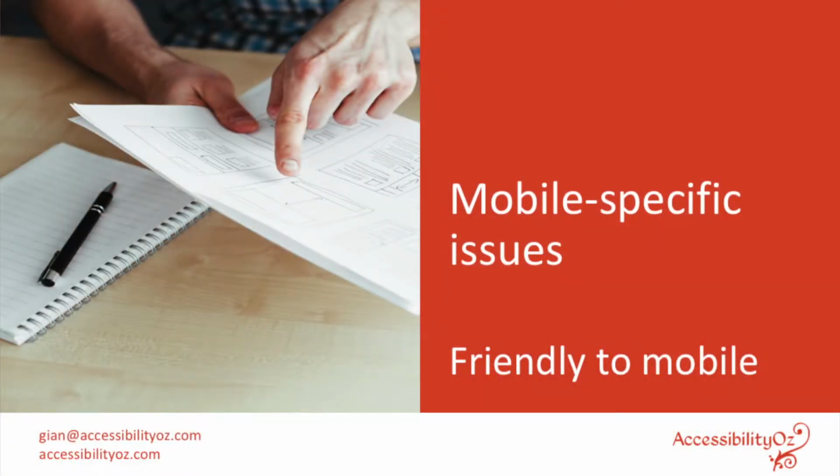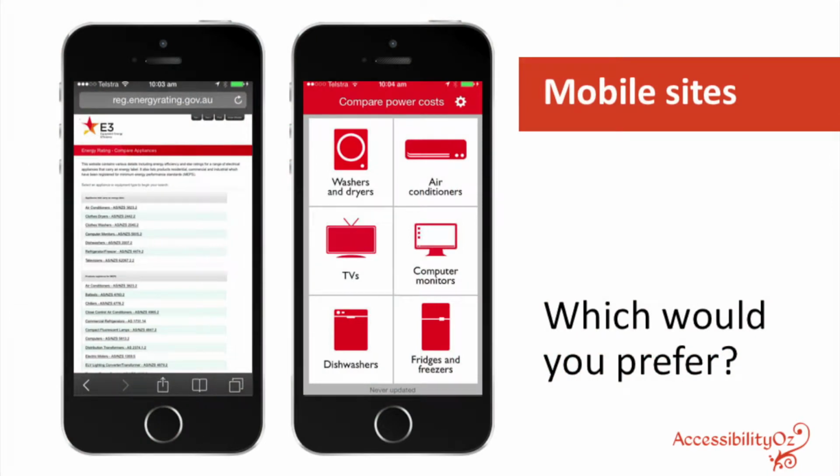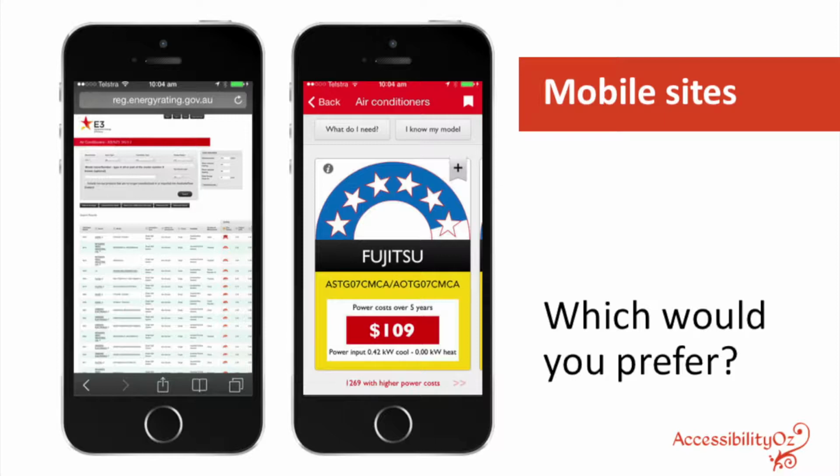Okay, so you really do need to think about making things specifically friendly to mobile, whether that's a separate mobile site or a responsive site. So on the left was energy rating before we got it, and we built a mobile app. Once again, much nicer. Once again, much friendlier to the user. You know exactly what you're looking at, as opposed to having to go through this crazy table.